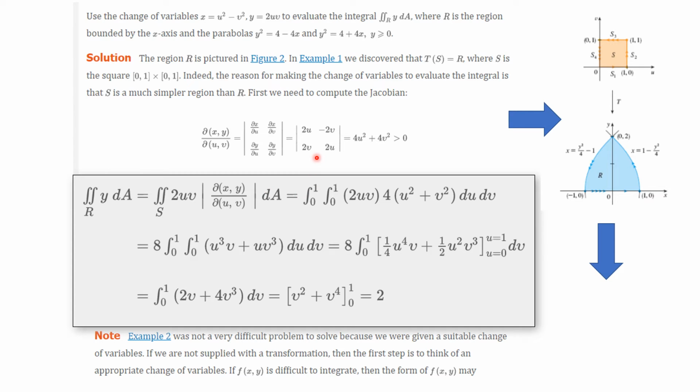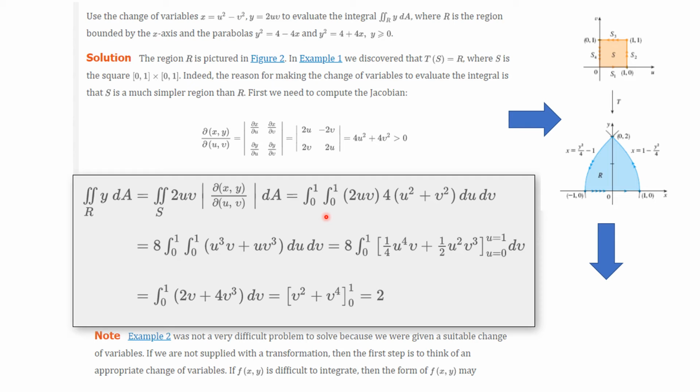And we get this determinant, which we evaluate, and this is 4u² + 4v², which of course has to be greater than 0 because we're adding some square numbers together. So that means by our theorem that the double integral of y dA over this complicated region is the same as the integral over this simpler region of y, which is changed by this transformation up here to 2uv, times the absolute value of that determinant dA, and that is a much simpler integral.